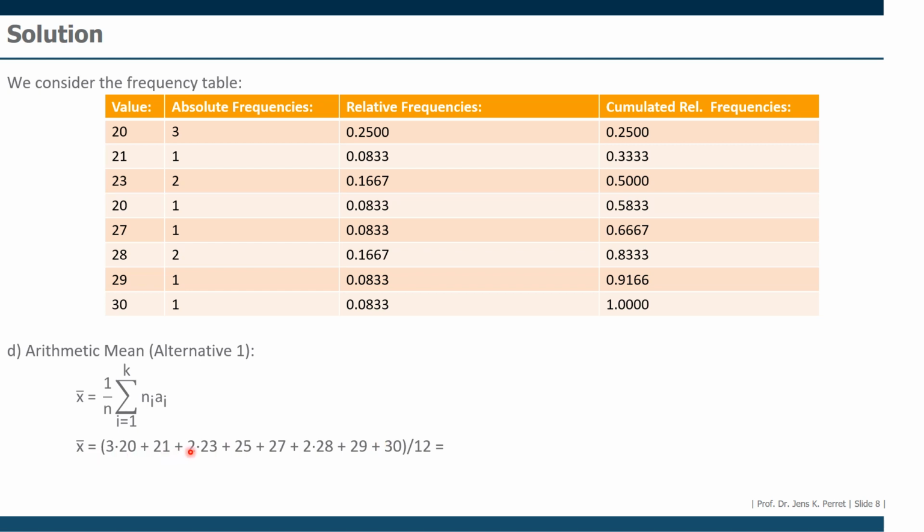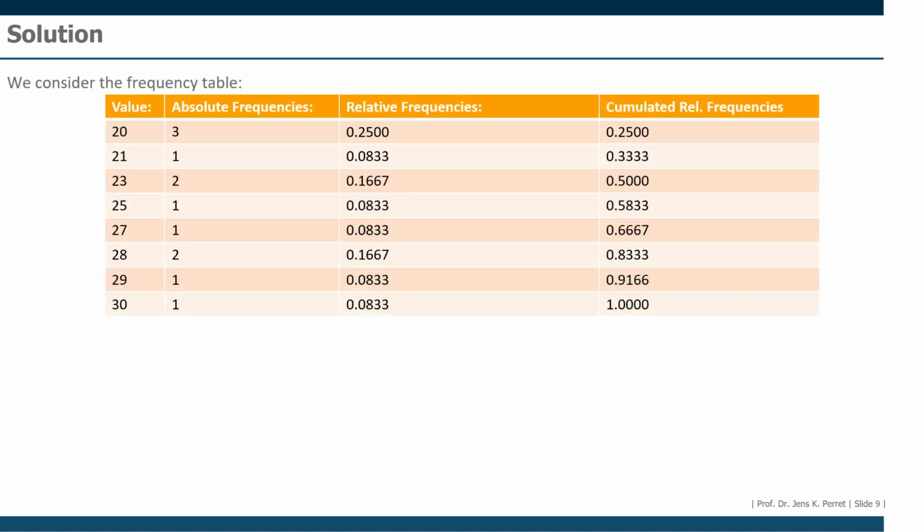So this part already is a little bit shorter than on the slide before, because I can summarize the 3 20s in this part, the 2 23s in this part, and the 2 28s in this part. In the end, of course, I will get the same result as before. So that's one way to work with a frequency table to get the arithmetic mean. An alternative to this alternative, we're going to see on the next slide.